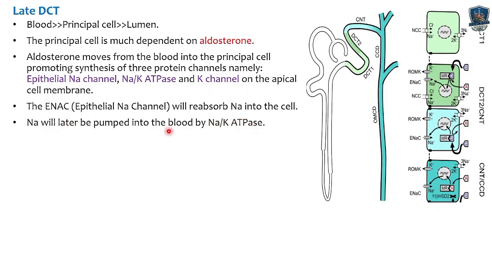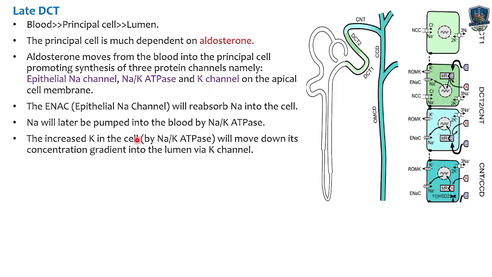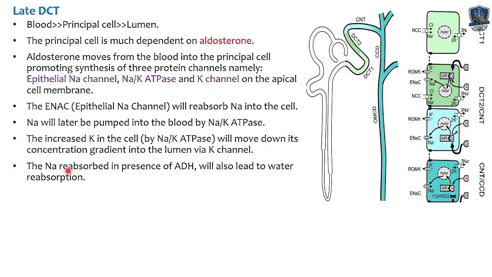So the sodium will move from the urine, from the filtrate, to the principal cell via the ENaC, and when it's inside the principal cell, the sodium will move from the principal cell to the blood via the sodium potassium ATPase pump. So the increased potassium in the cell, which we know has been propagated by the sodium potassium ATPase pump, will move down its concentration gradient into the lumen via the potassium channel. So the sodium reabsorbed, in the presence of ADH, will also lead to water reabsorption.